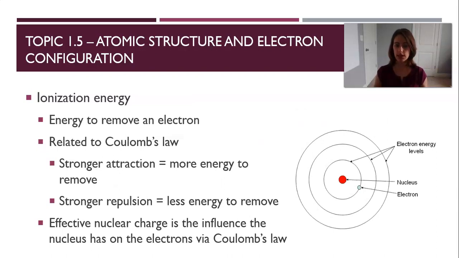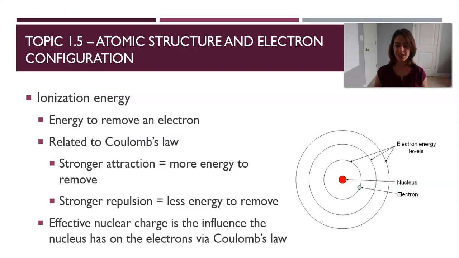One of the things we talk about with these electrons is ionization energy. That's the amount of energy you need to remove an electron from an atom, and it's related to Coulomb's law. So the stronger the attraction, the more energy it requires to remove the electron. Magnets are a really good model for this. If you have really strong magnets, it's going to take a lot of force from you to pull them apart. If they're repelling each other, electrons or magnets, then less energy is needed to remove. So the stronger they're being held, the more energy you need to remove them.